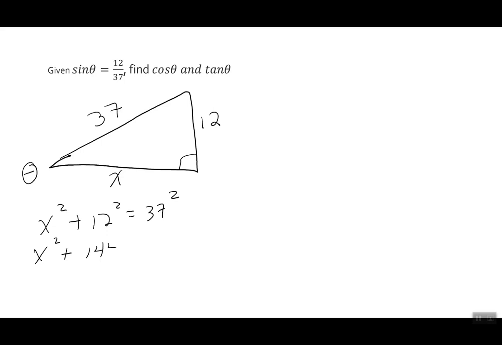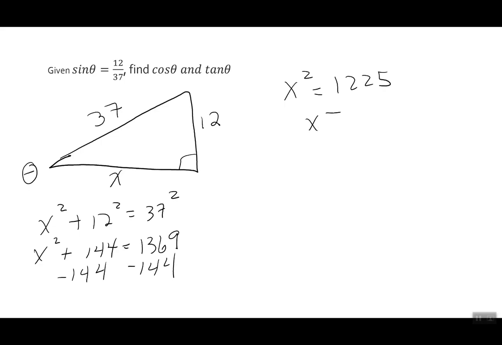12 squared is 144. 37 squared is 1,369. If I subtract 144, this gives me that x squared is 1,225. We can take the square root to get that x is 35.